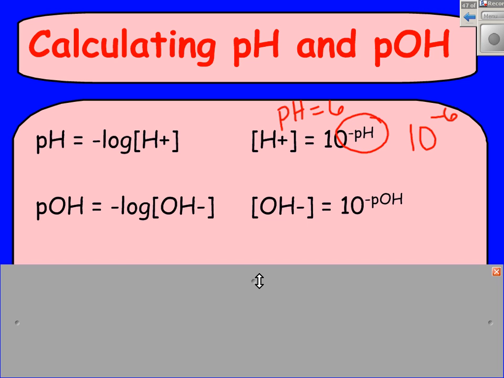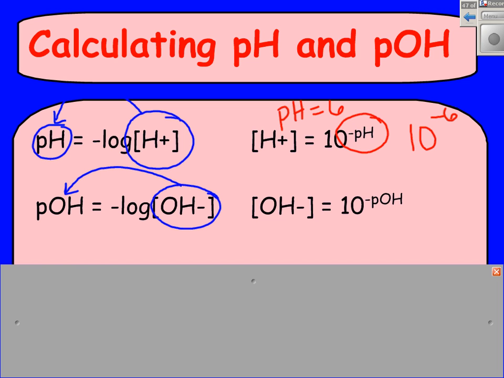What I mean by that is this. If you take the negative log of a hydrogen concentration, the answer that it's going to give you is a pH. But if you take the negative log of a hydroxide concentration, or a base, it's going to calculate for you a pOH. This may seem common sense, but you'll notice as we start working out examples that we need to make sure we're keeping track of this.